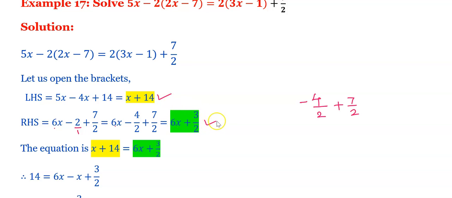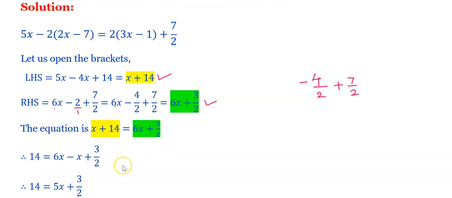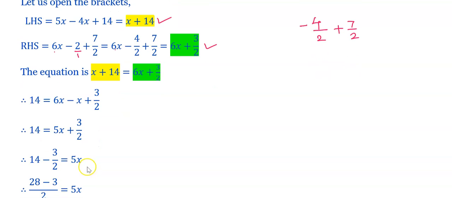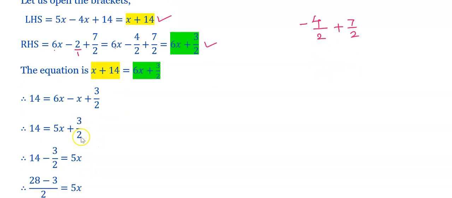Now these two are equal. Okay, therefore the equation is x + 14 = 6x + 3/2, and again here we will simplify. Now in the next step, transpose this x to the right hand side. Therefore here you will get 14 = 6x - x + 3/2. 6x - x, you will get 5x. Therefore 14 = 5x + 3/2. Again transpose this 3/2 to the left hand side, it will become minus.